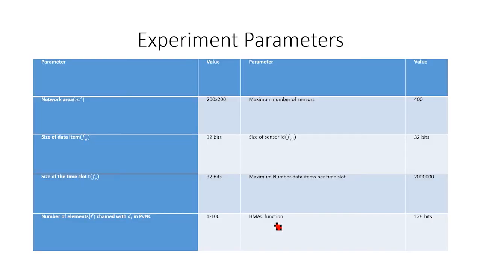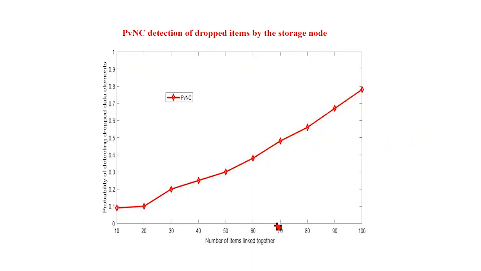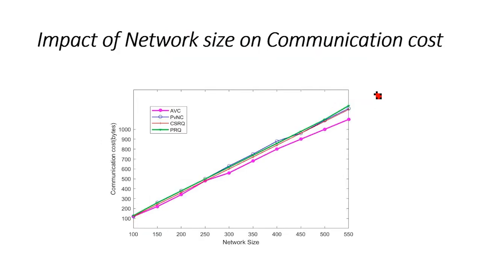So our experimental results, we use these parameters. They are also in the full paper. And then we saw that this is our PVC detection of dropped data in case the storage node drops some data. The more data that is dropped, the easier it is to detect that some data was dropped.